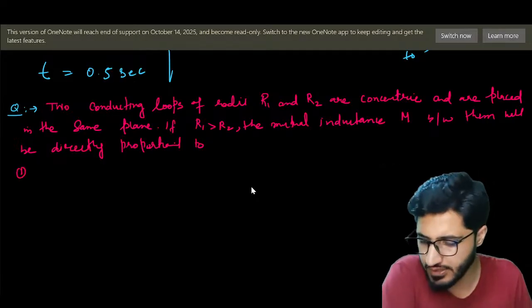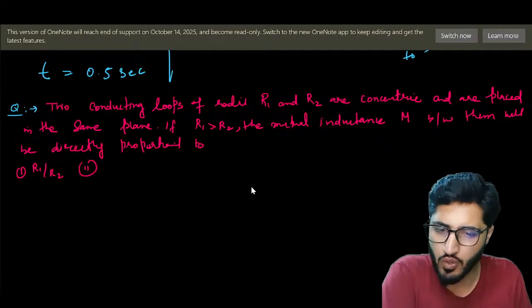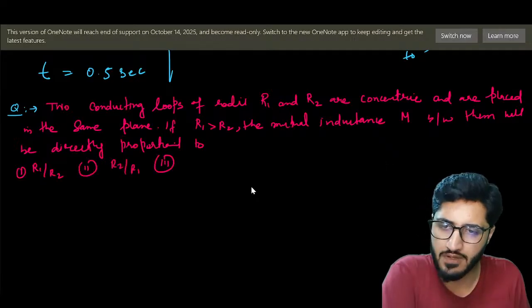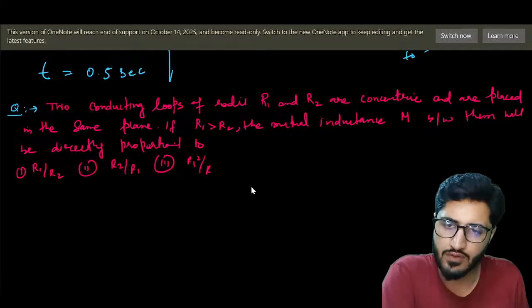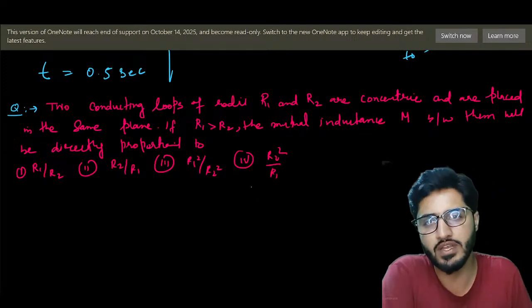First option is R1 by R2. Second option is R2 by R1. Third option is R1 square by R2 square. Fourth option is R2 square by R1. How can we deal with this numerical?